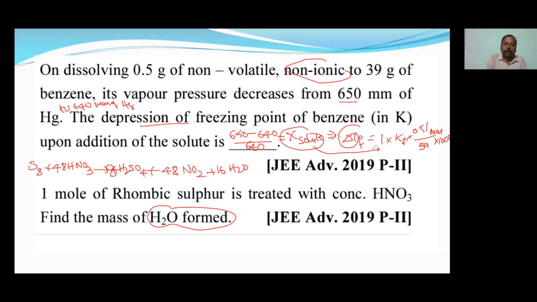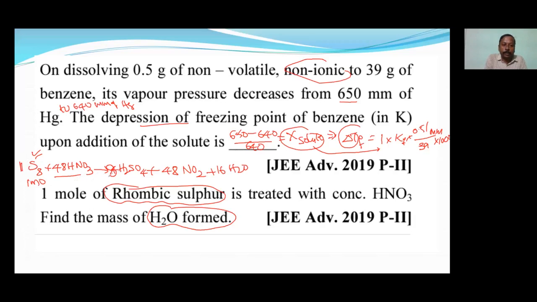Okay, here is the equation: S8 plus 48 HNO3. Here, 1 mole. The main problem is rhombic sulfur. Rhombic sulfur, you have to take as S8. So you have to balance with 1 mole of S8.